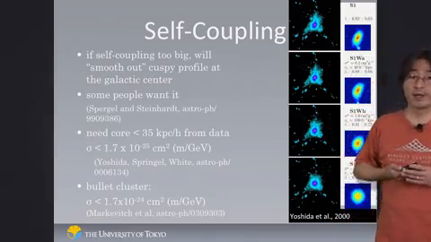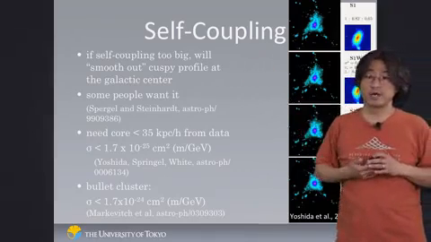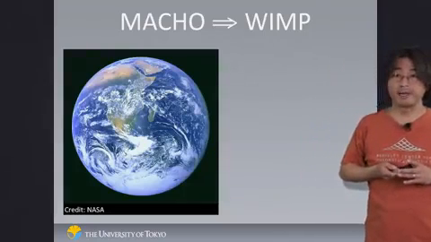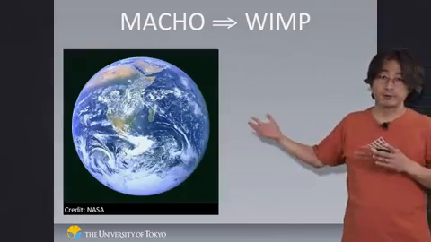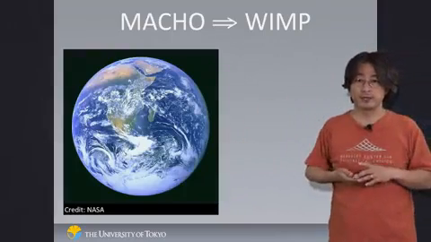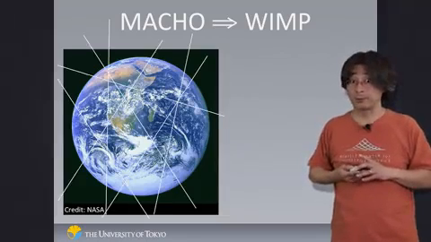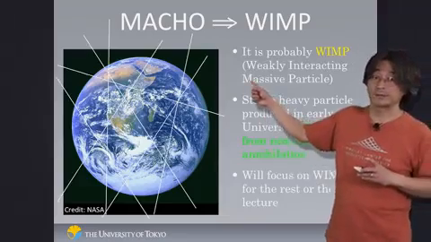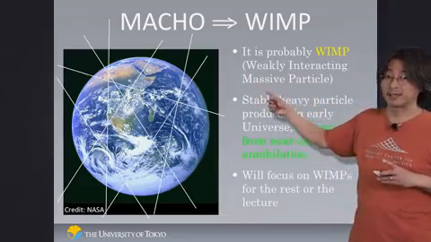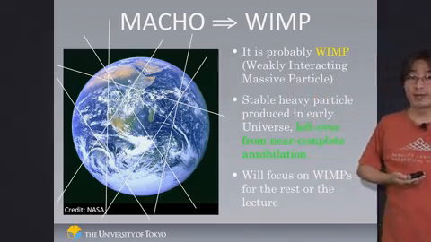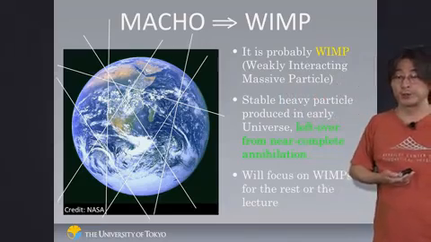So given this situation, we are trying to switch our idea from MACHOs to WIMPs. WIMP is an acronym which tells you that they are very, very weakly interacting objects, even more weakly interacting than the neutrinos we talked about before. WIMP stands for weakly interacting massive particle. So they're supposed to be heavy, stable particles produced in the early universe.